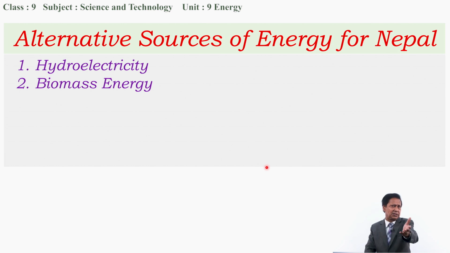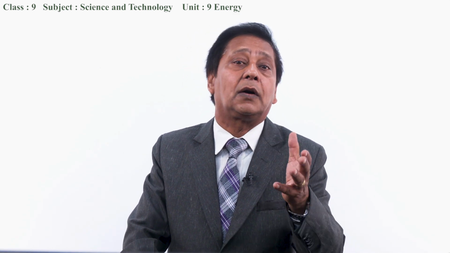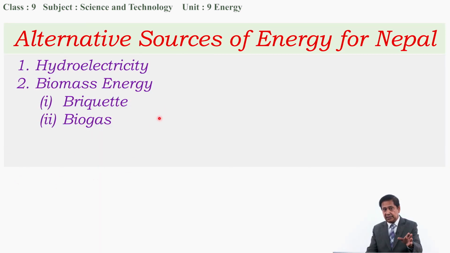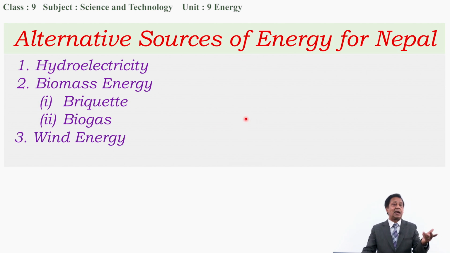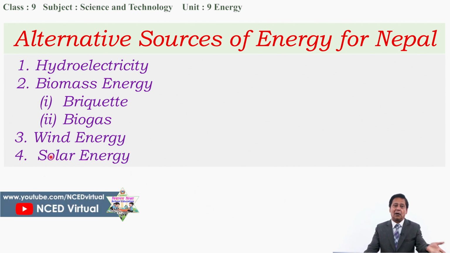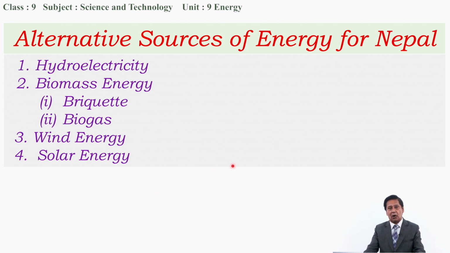Next, biomass energy may be another alternative source for Nepal. The reason is very simple, because our country is an agricultural country, and biomass energy, especially briquette and biogas, can be produced a lot in the villages, which can be used widely in all the villages of our country, and we can depend on these two sources. Biomass energy may be the second alternative source of energy for Nepal. Besides this, wind energy can also be used as an alternative source of energy. And besides this, there is another for all, not only for Nepal. Solar energy can also be used as an alternative source of energy.